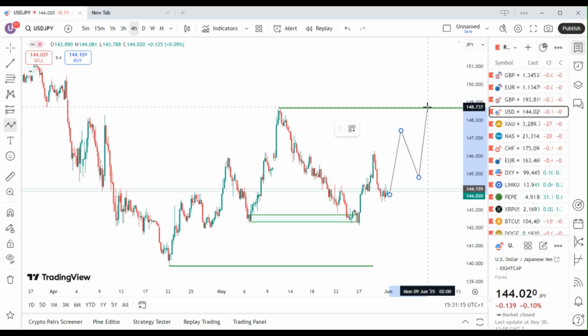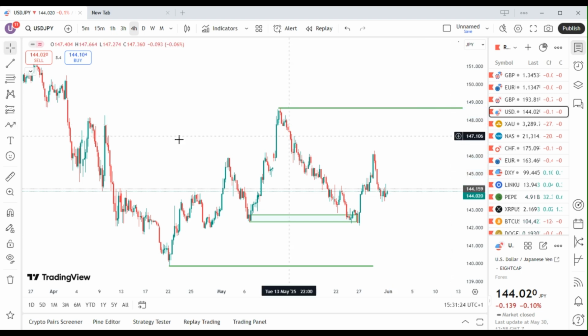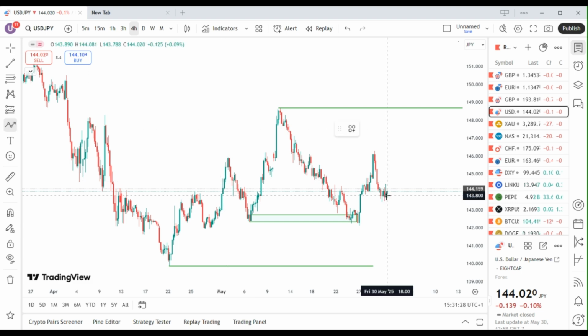Okay, so this is our first point of action. Then the next point of action is this: if price breaks this zone, not this one, this green bar, that means the price wants to turn bearish this week. But remember, in the 4-hour time frame we are bullish.